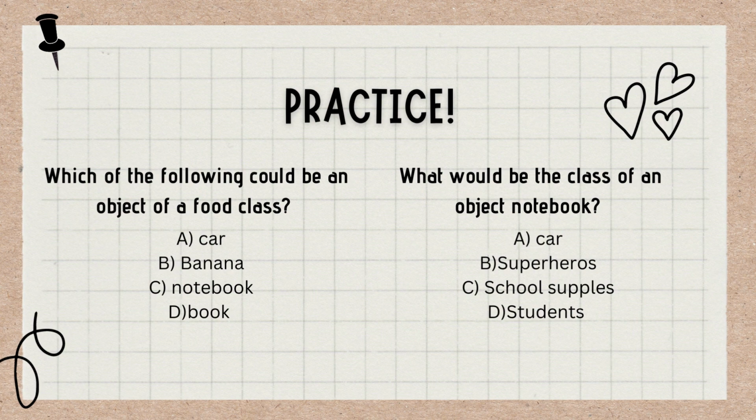So let's do a little bit of practice just to make sure that it kind of makes sense. So first question is, which of the following could be an object of a food class? A car, B banana, C notebook, or D book? You can take a second to think about that. And then the second question is what would be the class of an object notebook, which is again A car, B superhero, C school supplies, and D students.